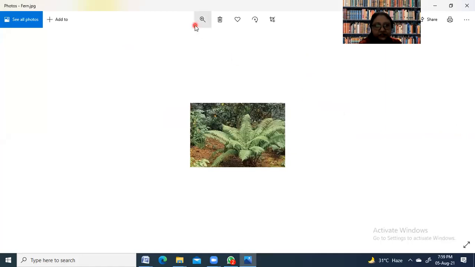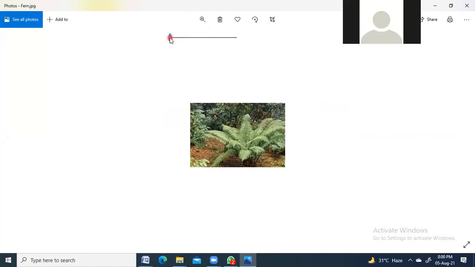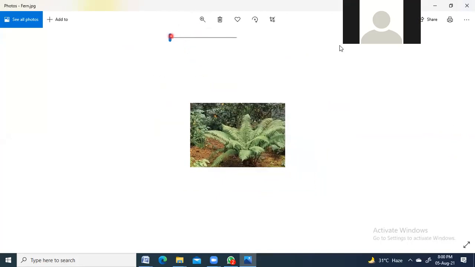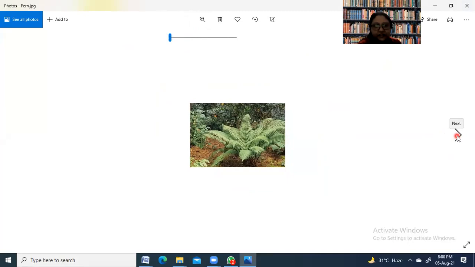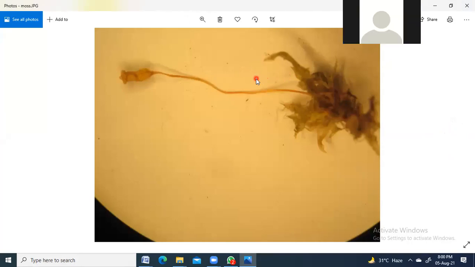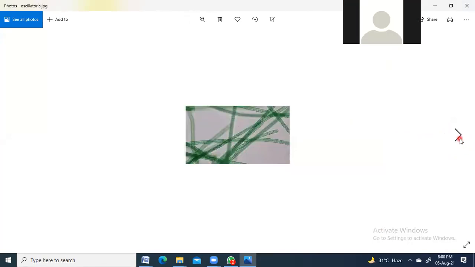What is this one? Fern. Okay, it is fern, isn't it? Which fern? Pteridophyta. Dryopteris. This is moss, Funaria. You need to say Bryophyta. Bryophyta. Their name is Funaria.